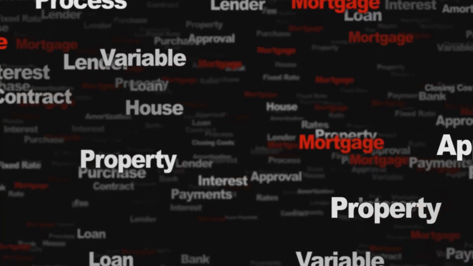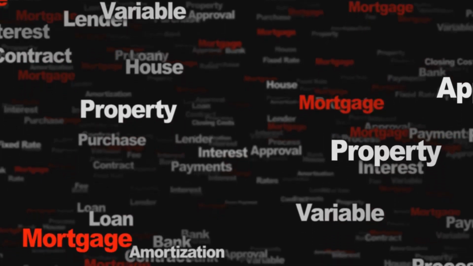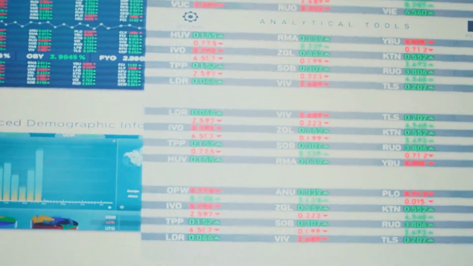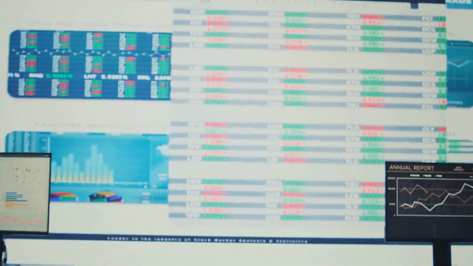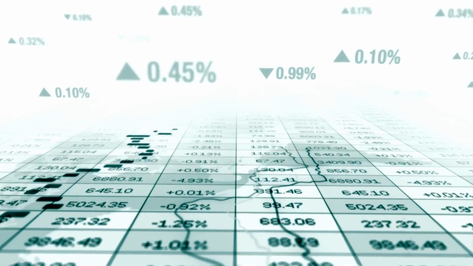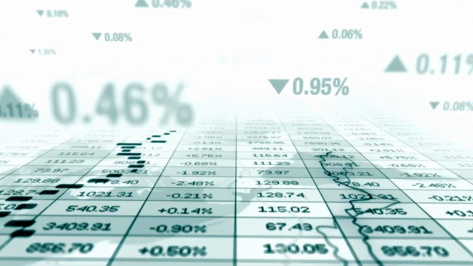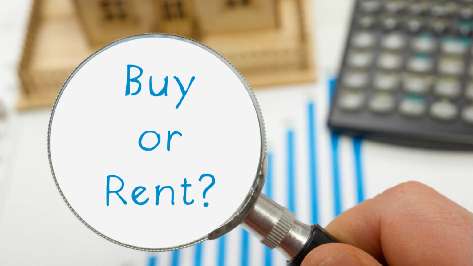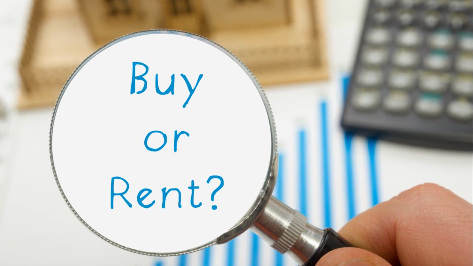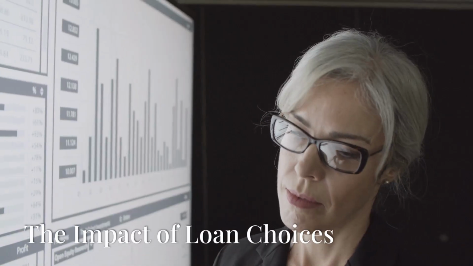DSCR measures your property's ability to cover debt payments. A DSCR above 1.25 is generally considered healthy. LTV, on the other hand, represents the loan amount compared to the property's value. Lower LTVs, typically below 75%, are less risky.